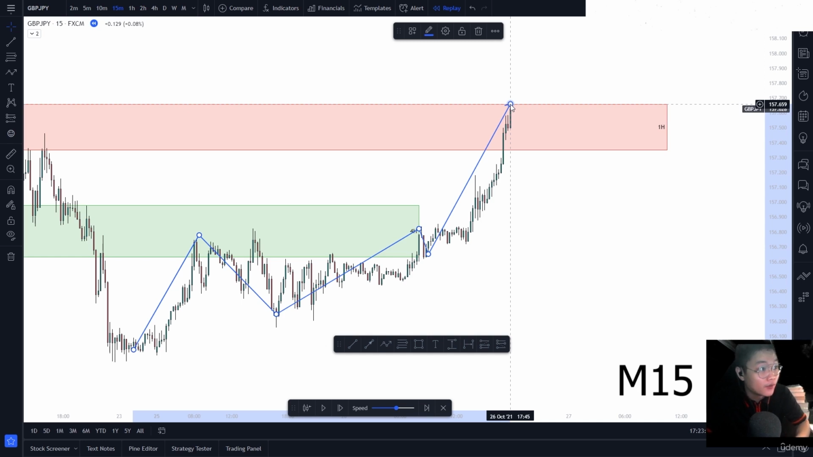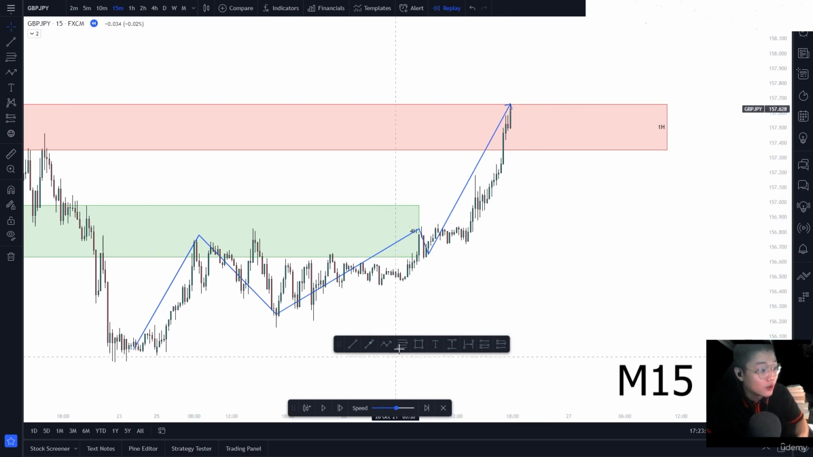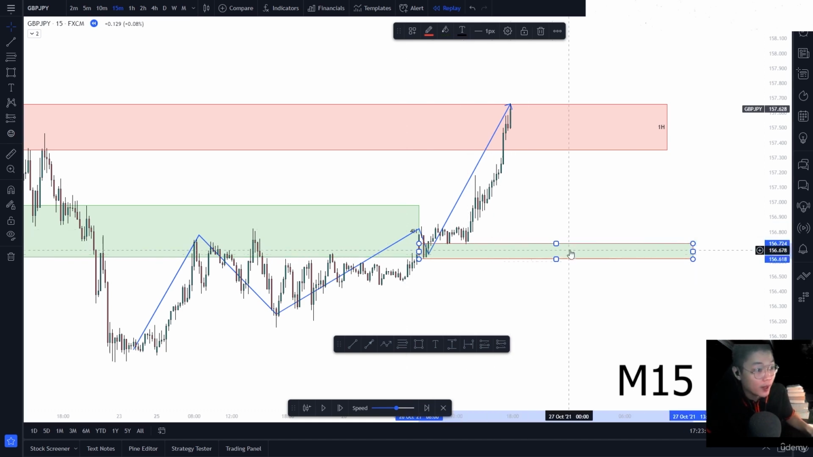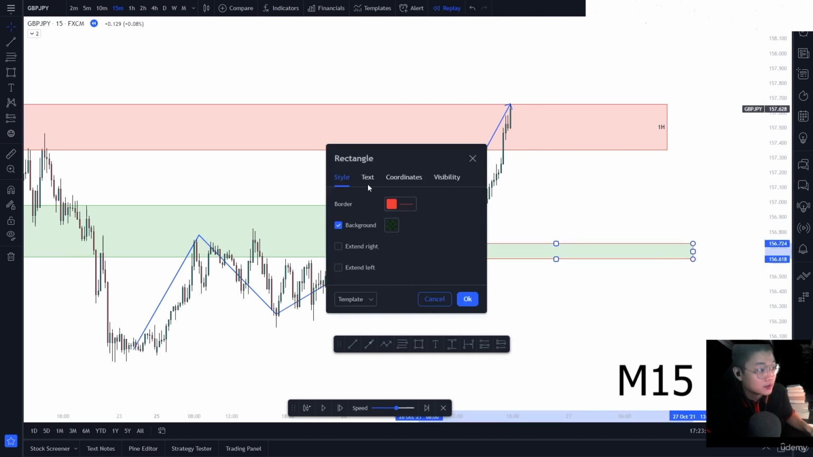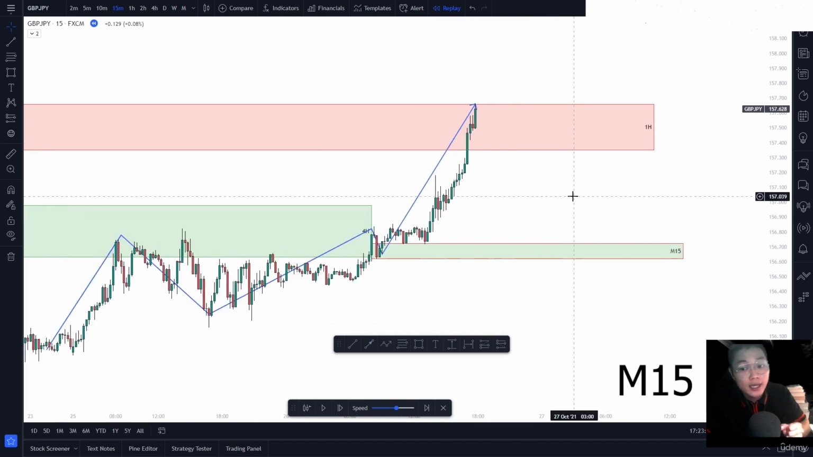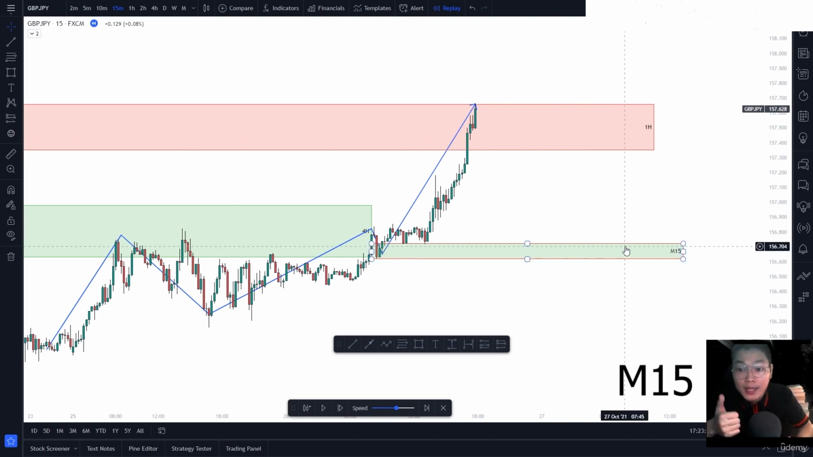And for this case, next step, you also can define here is the demand zone of the 15-minute time frame. And I will marking information for this zone to be easy to see in the market. And for this case, you can see that the distance from the supply zone of 1 hour and the demand zone of 15-minute time frame is quite far.